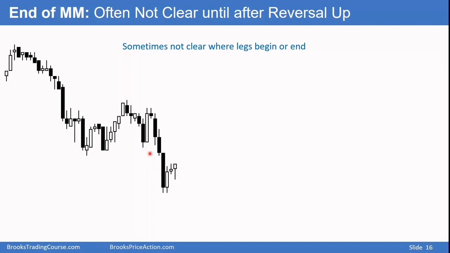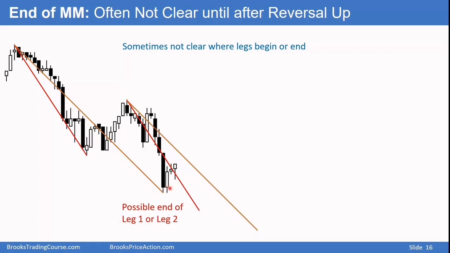So is this the end of leg 1, pullback leg 2, leg 1, pullback leg 2, or is it the end of a large leg 1 or a smaller leg 1? Is this leg 1, pullback leg 2, and we're going lower? This becomes a bear flag and we go lower. Is this the end of leg 1 and a very big nested leg 1, leg 2? So leg 1 and then pull back and then leg 2 taking us much lower? Or is this as far as we go? Sometimes you don't know until after you see this kind of a big reversal.